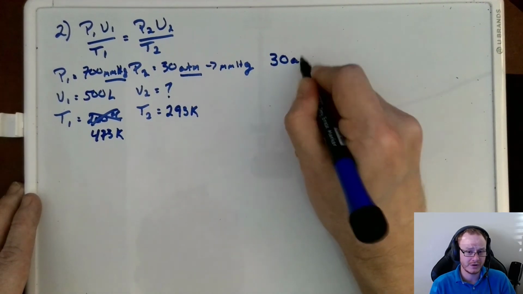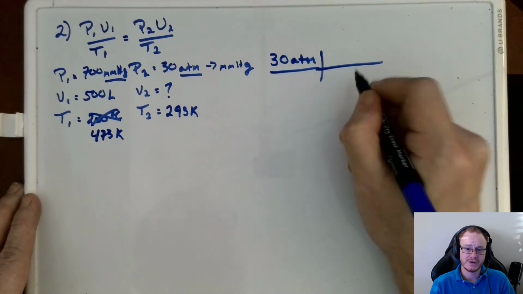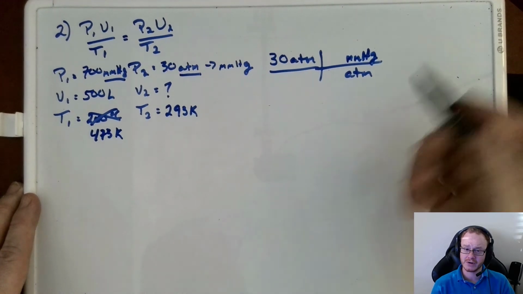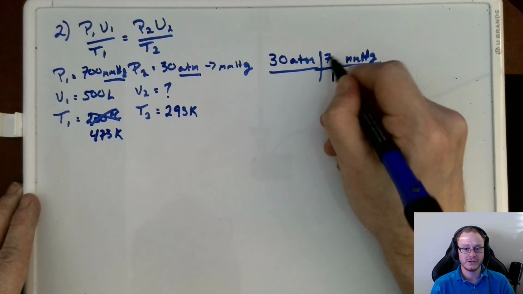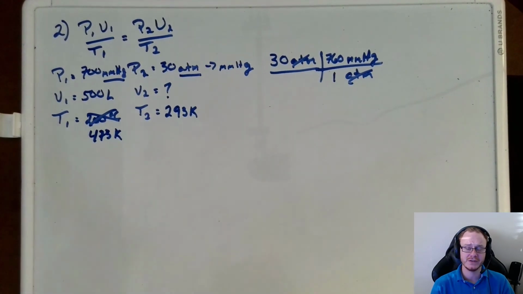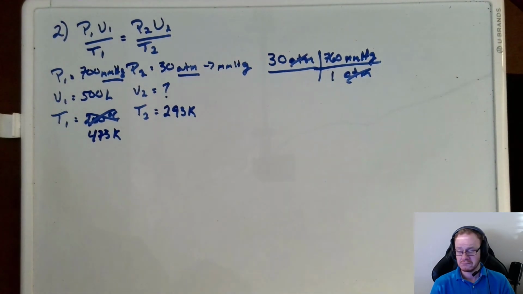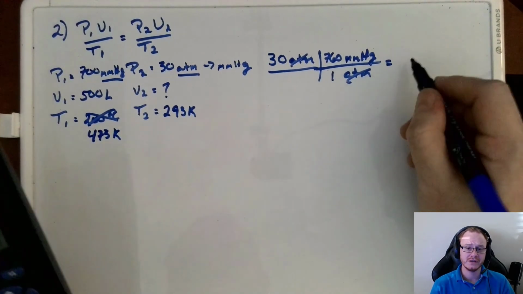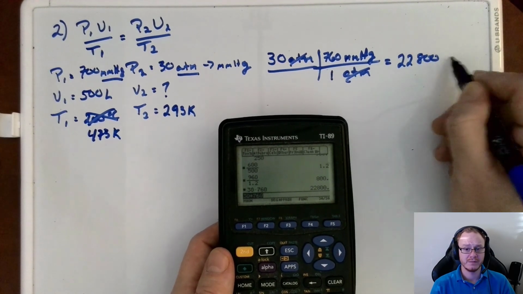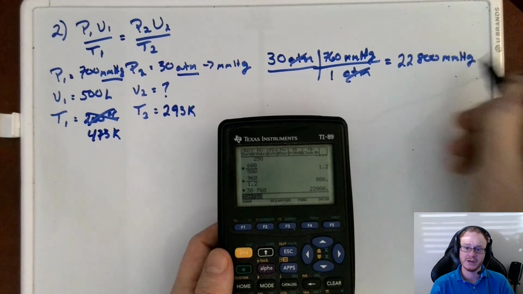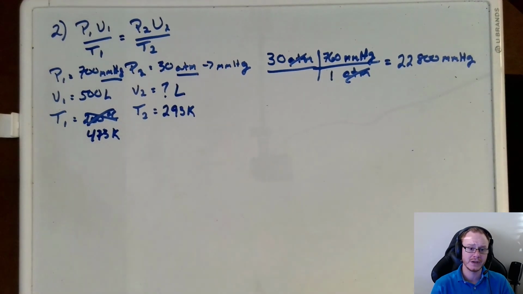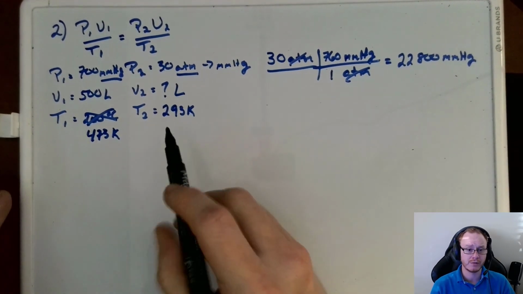So this is where our pressure conversions come in. 30 atmospheres. We'll set up a dimensional analysis box. We'll cancel atmospheres and convert to millimeters of mercury. According to the conversion factors, 1 atmosphere equals 760 millimeters of mercury. This cancels atmospheres, and I'm left with millimeters of mercury. 30 times 760 equals 22,800 millimeters of mercury. This would be the unit I use when I plug it into the problem because my units must match. Same thing for volume. Volume was given in liters, so we're going to solve for it in liters.